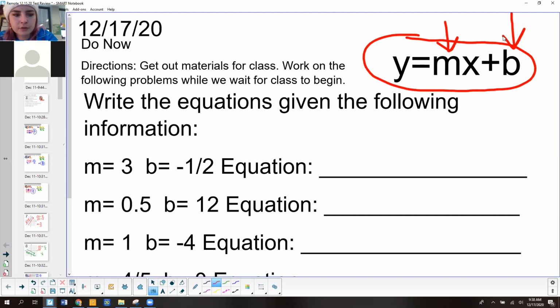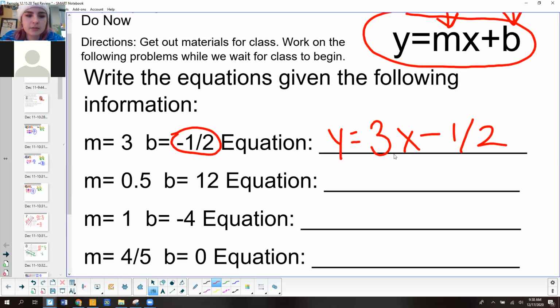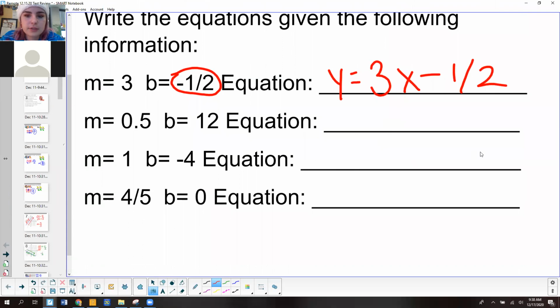So that first one, we've got m equals 3, so instead of m, I'm going to write 3x plus b. Well, b is negative, so I'm going to write, because we're looking right here, -1/2. So y equals 3x minus 1/2. Very good to those of you who said that.